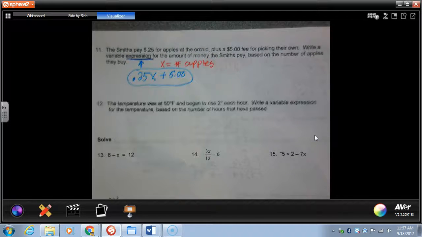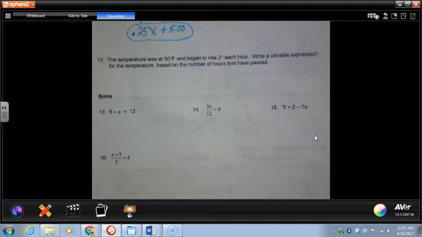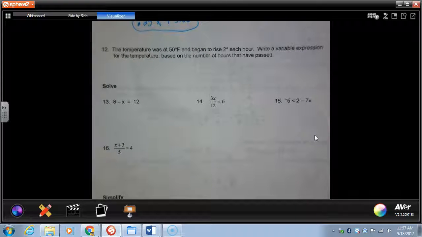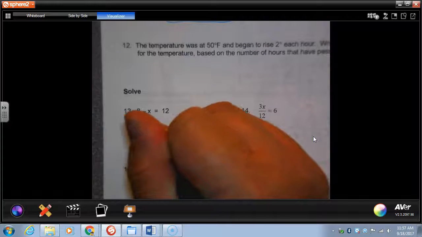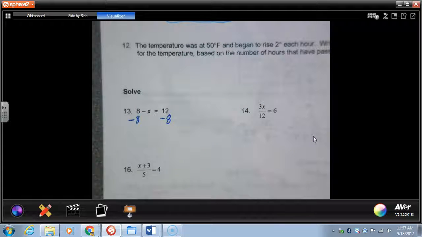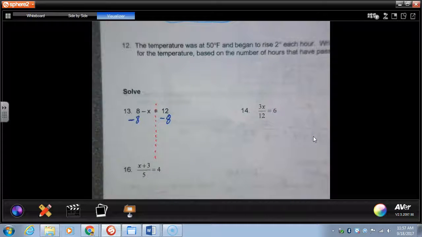Okay, 13 through 16 are one-step, two-step, I think even three-step equation problems. 13. You should be able to do this one in 2 steps. Subtract 8 from both sides. Now, I'm still getting people that are subtracting 8 from one side of the equation. Put a dotted line there if you must. It will help.